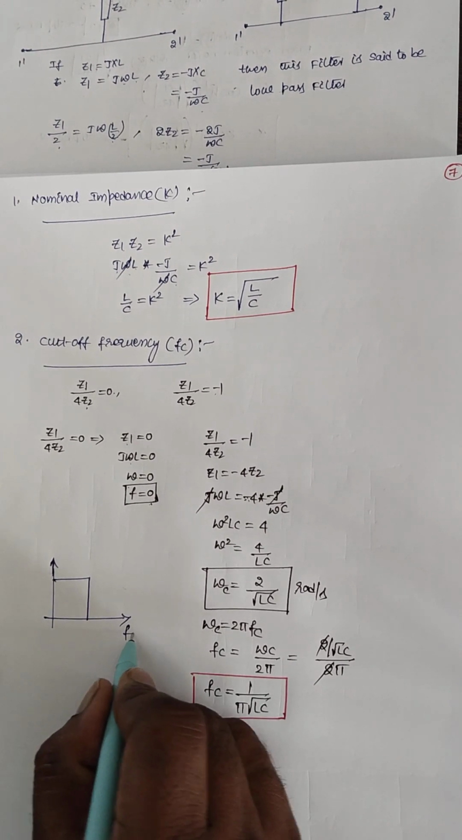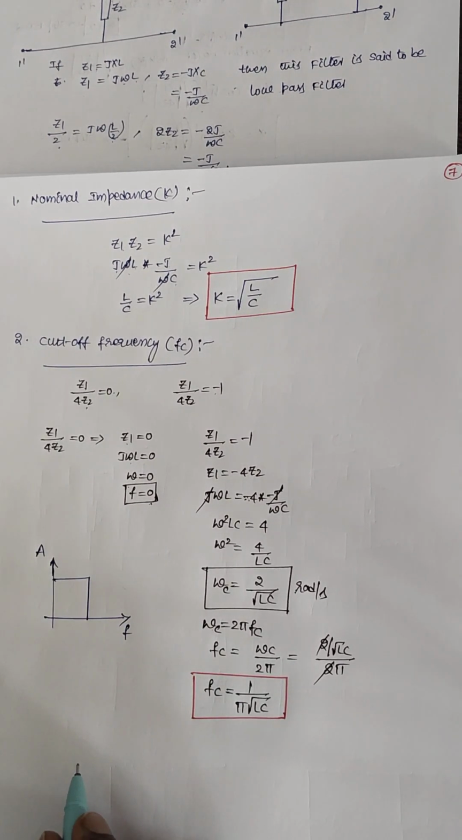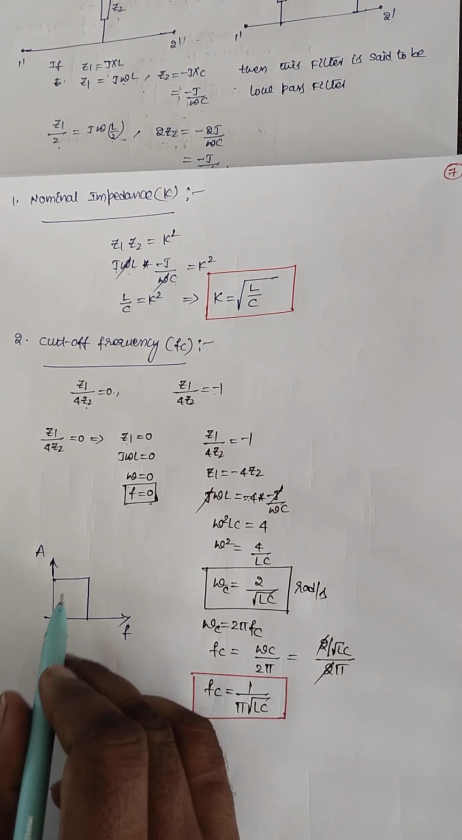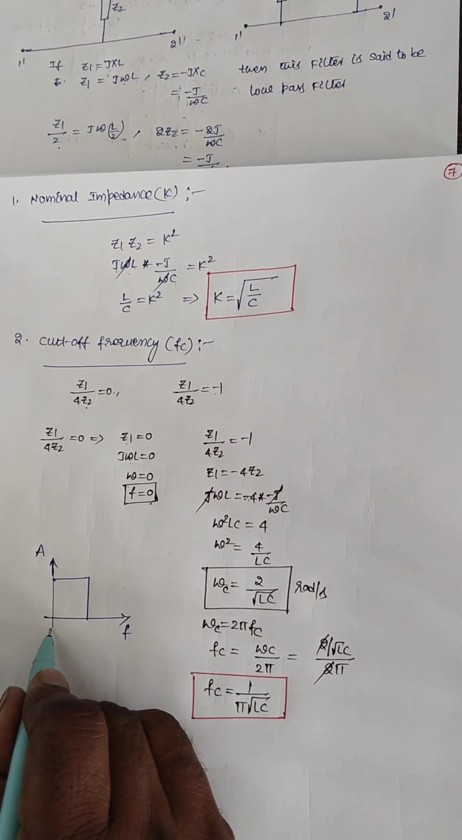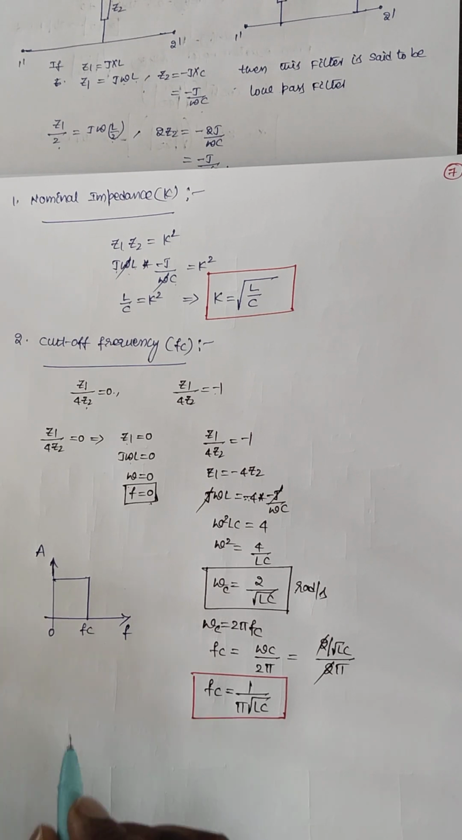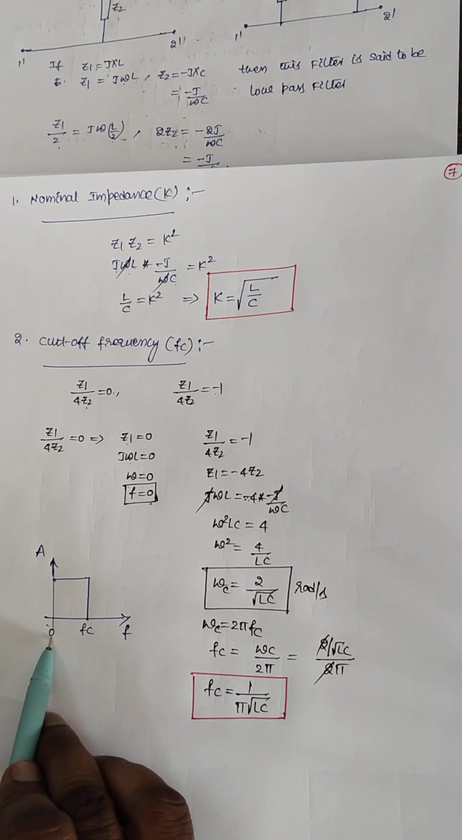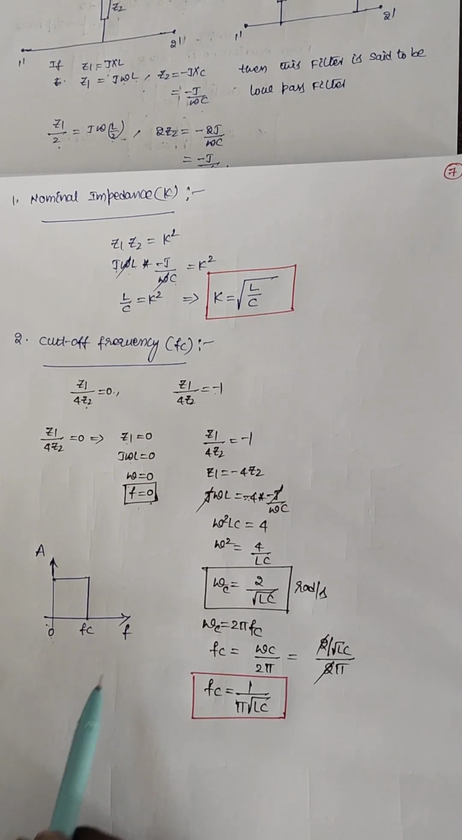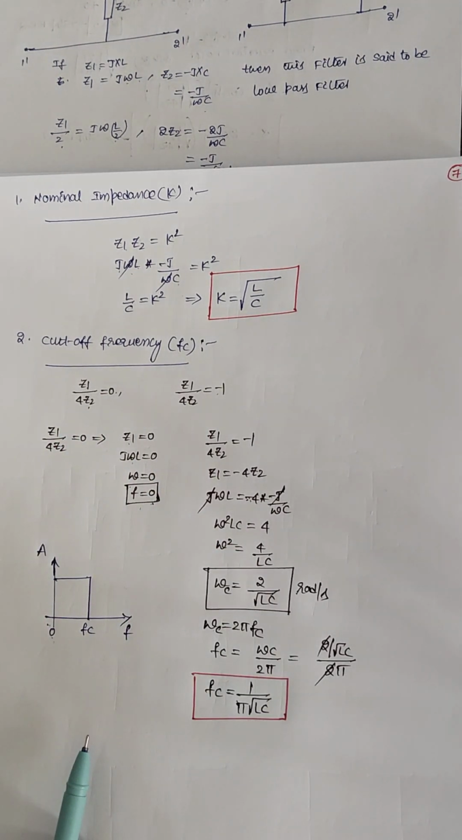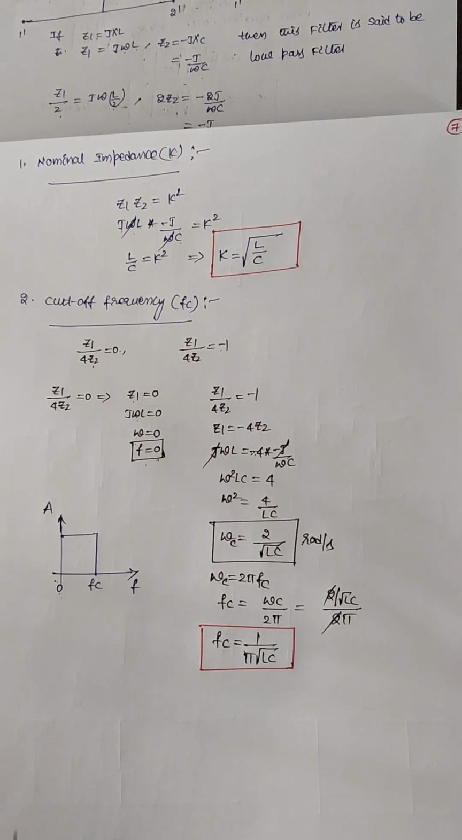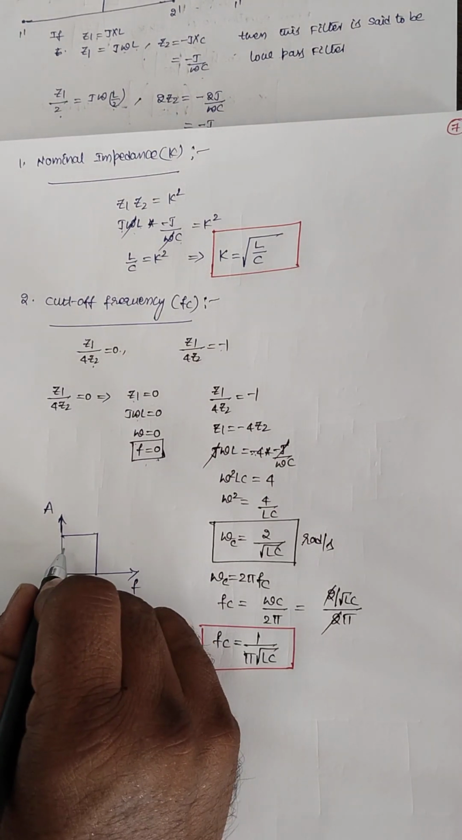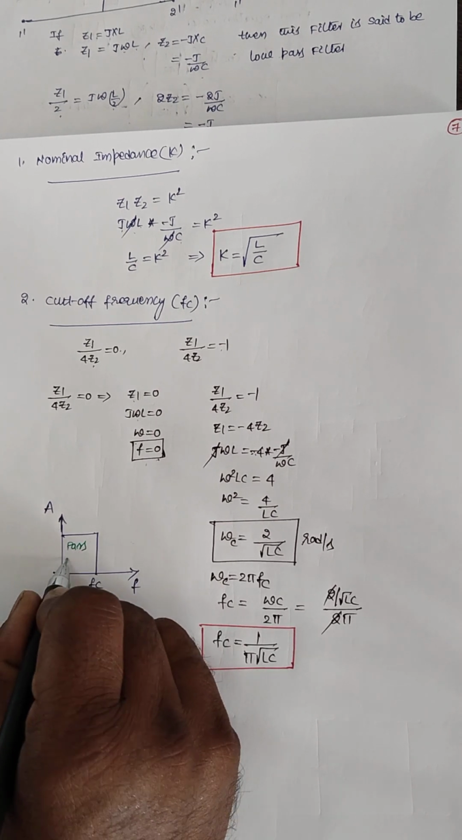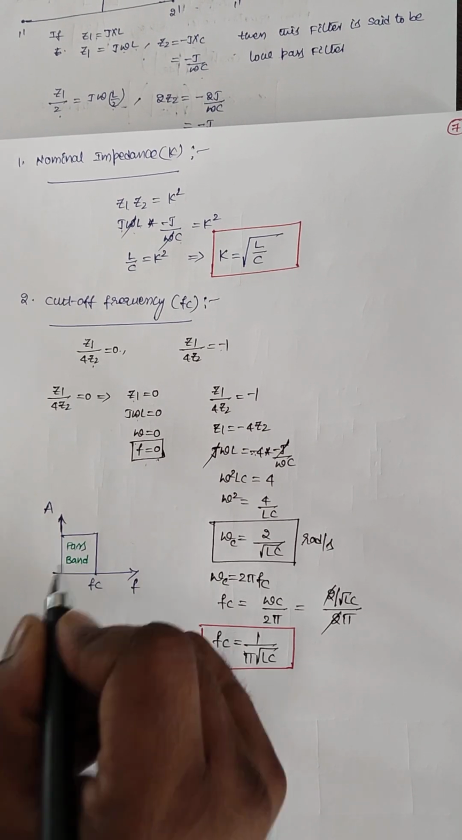As we already discussed, it is a frequency versus amplitude of the signal. The strength of the signal is maximum from 0 to fc. So these are the cutoff frequencies. 0 is one cutoff frequency, and fc is another cutoff frequency. Using these two expressions, we will get these cutoff frequencies. This is nothing but the passband, as we already discussed in the last class.